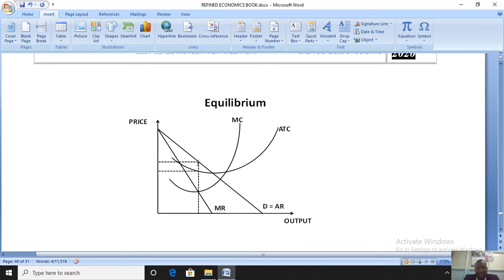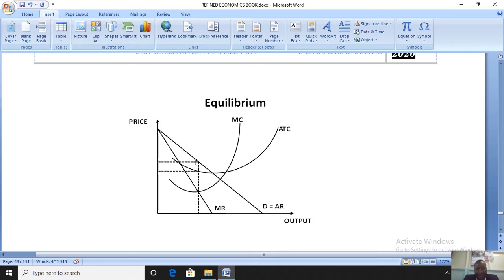Now, there is no short run and long run different graphs for monopoly. It's the same graph that you use for the short run. The same graph is used for the long run period because a monopoly sustains the supernormal profits. So there will be no changes in the graph.